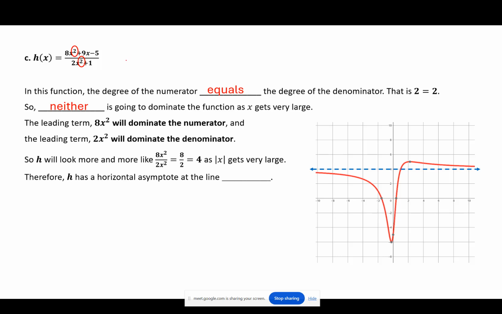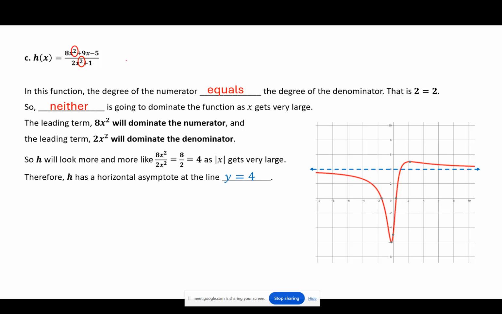So therefore, and by gets very large, I mean either positively or negatively gets very large, h has a horizontal asymptote at the line y equals 4. And so you can see in this graph here that even though the graph does cross that horizontal asymptote at a certain spot, it turns right around and comes back toward the asymptote. So the asymptote is still what the graph ultimately approaches. As x gets bigger and bigger, either positively or negatively, the graph starts approaching the asymptote and just keeps on approaching it closer and closer.